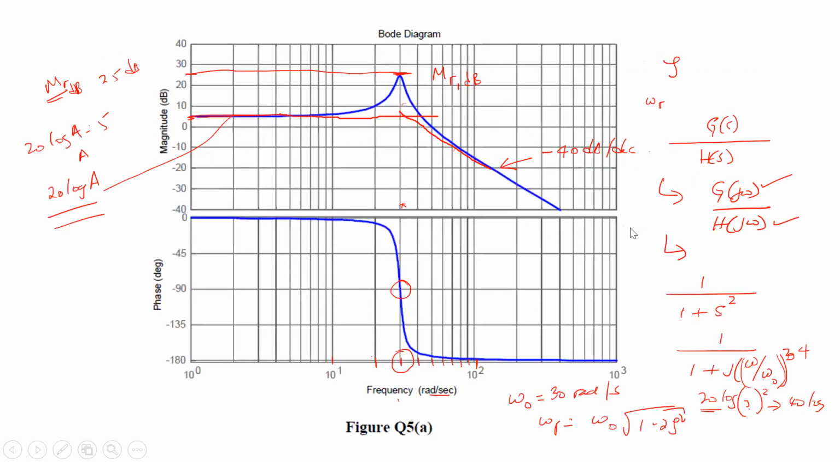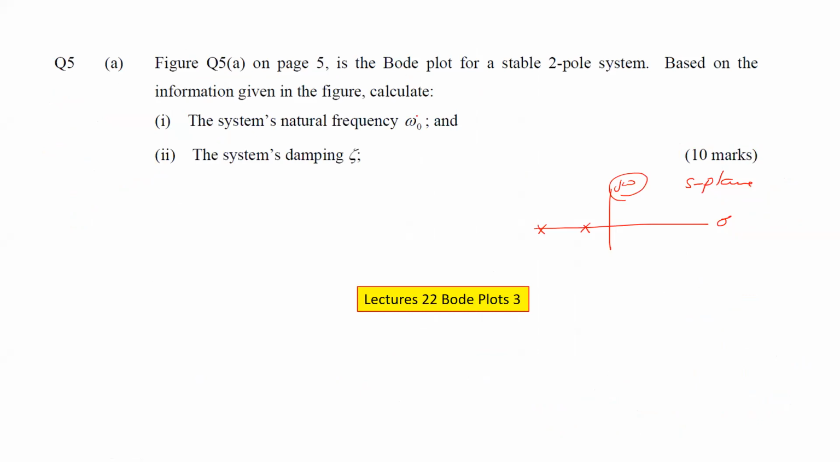So what is the system natural frequency here? Straight off, you look at the bottom plot where it crosses 90. So that's 30. So you have that answer already, that's 30. So that's easy marks here. And the system damping is a little more complex. So you're probably getting 4 marks here and 6 marks for this question. So just by looking at the diagram, you have the answer. Omega naught is 30. There are 4 marks here.